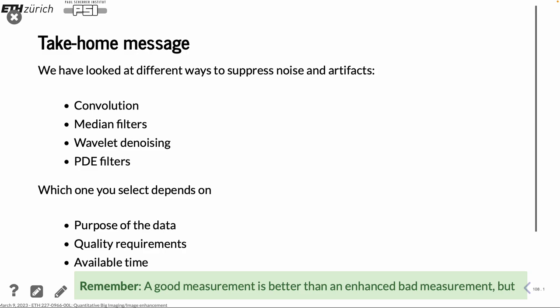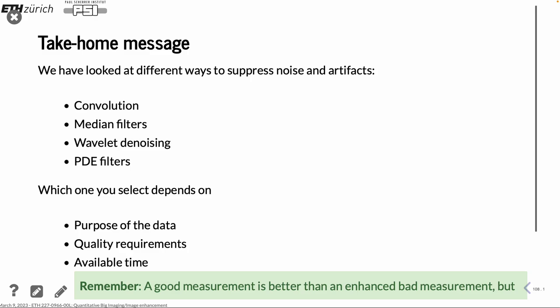And it's also a question of available time, because some filters can be done in no time. Others, you have to be a bit more patient. Maybe it takes a couple of hours to process a single image. And then maybe if you have 1,000 images, you have to think about, do I have the time to process these?